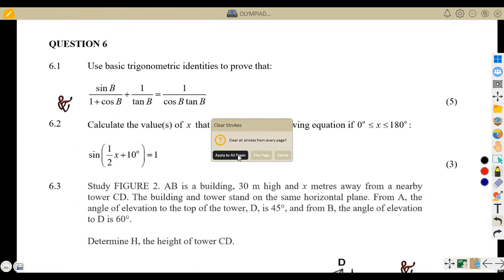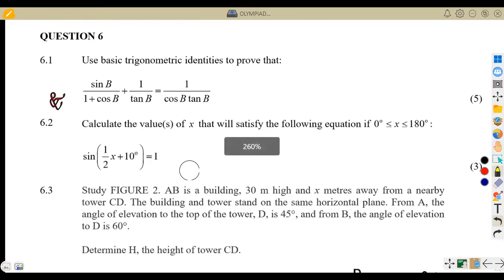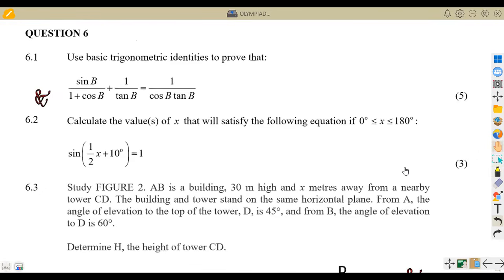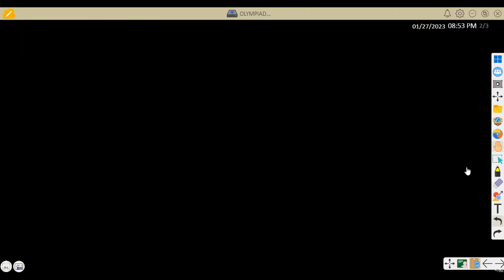Okay. So on 6.2, you're given: calculate the values of x. So we want to calculate the values of x that will satisfy the following equation if x is greater than or equal to 0, but less than or equal to 180. So we're given that our x must be greater than or equal to 0, but less than or equal to 180 from this identity that we have. All right, let's just save our equation and see how it's supposed to be solved.